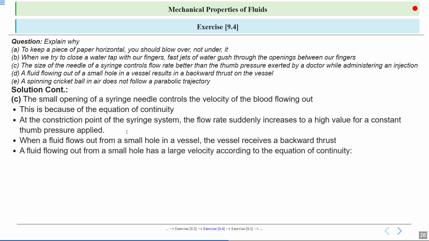A fluid flowing out from a small hole has a large velocity according to the equation of continuity. So area into velocity equals a constant.